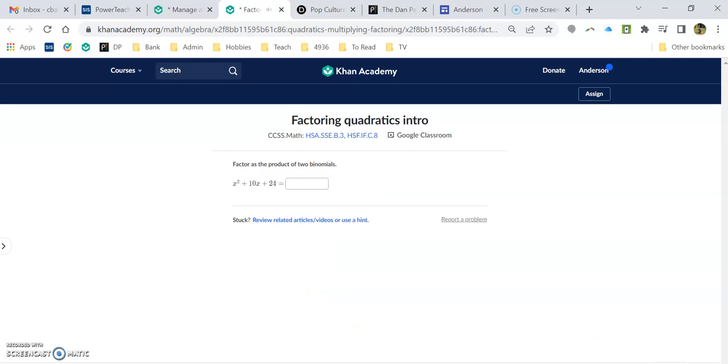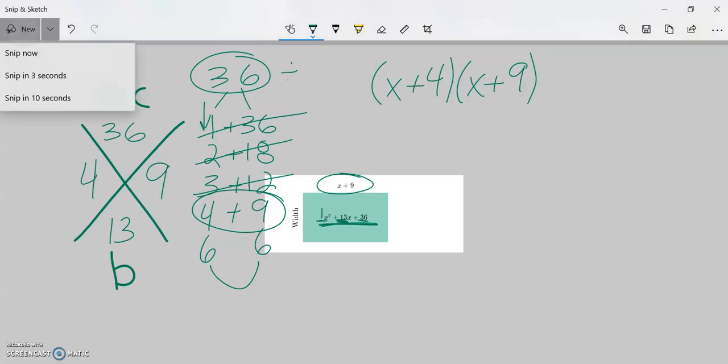And it actually marked me wrong somehow. That's weird. Okay, let's factor this one again. I didn't hit enter. I just didn't think I did. Maybe I did.